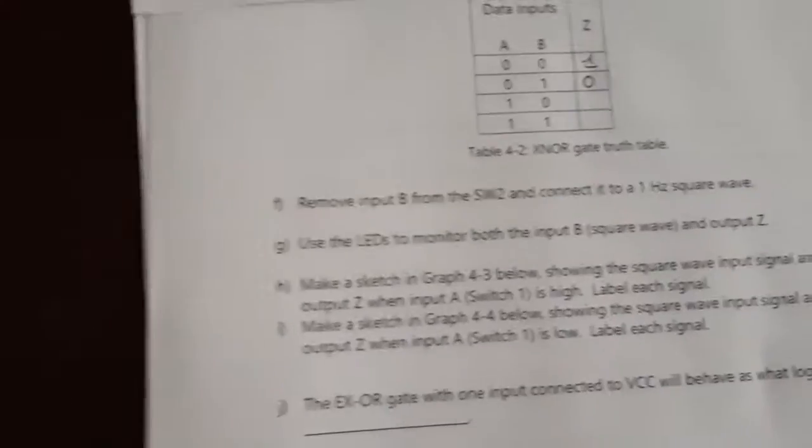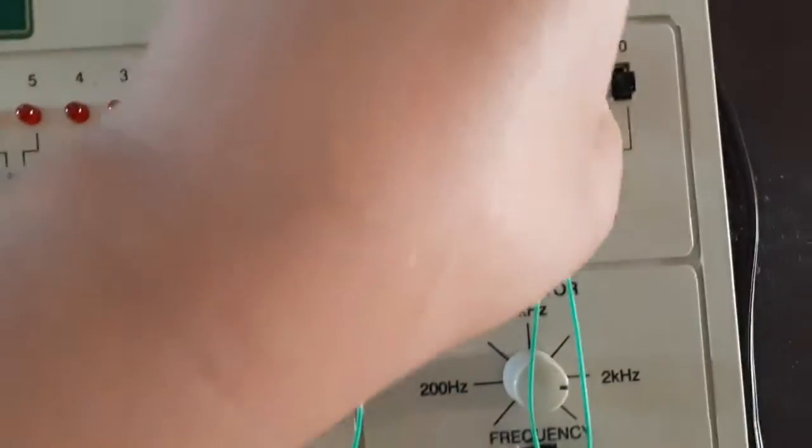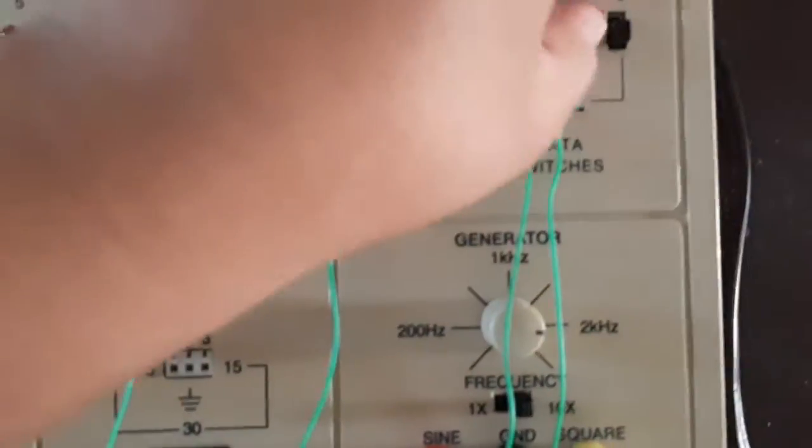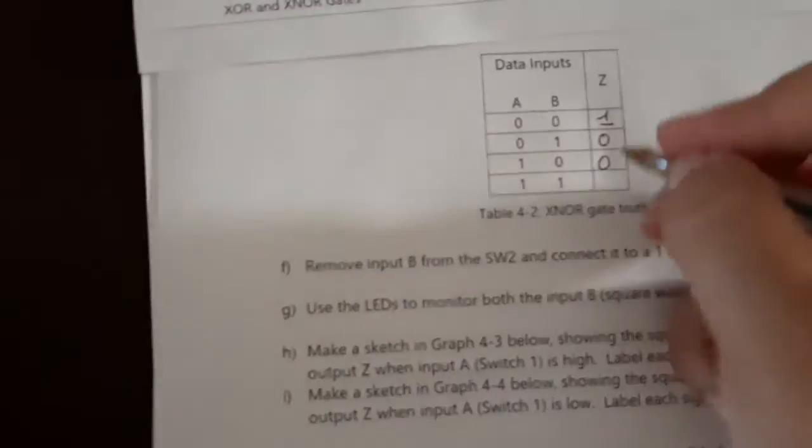Now we have 1, 0, and LED number 3 is off, so that is going to be 0. And then we have 1, 1, and the LED is on. So for 1, 1, the output Z is going to be 1, and that is the truth table.